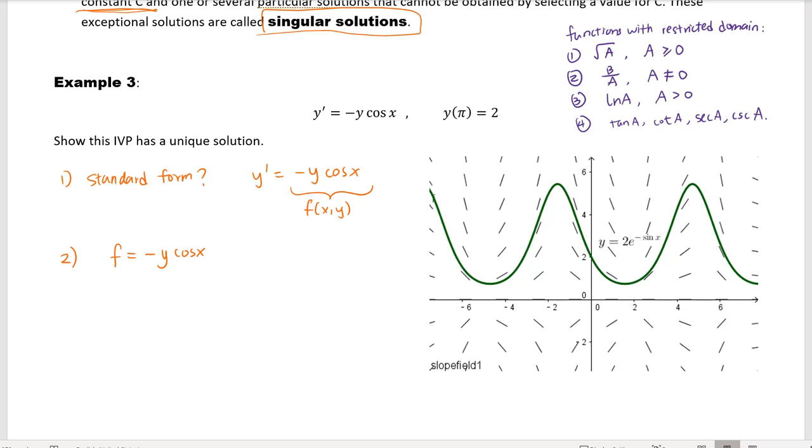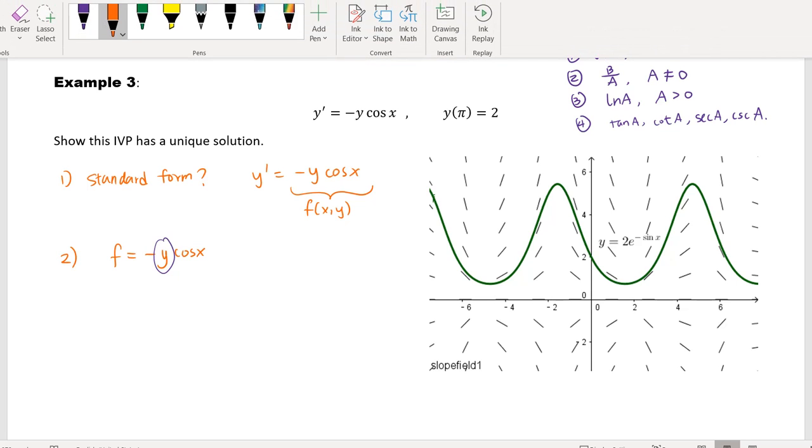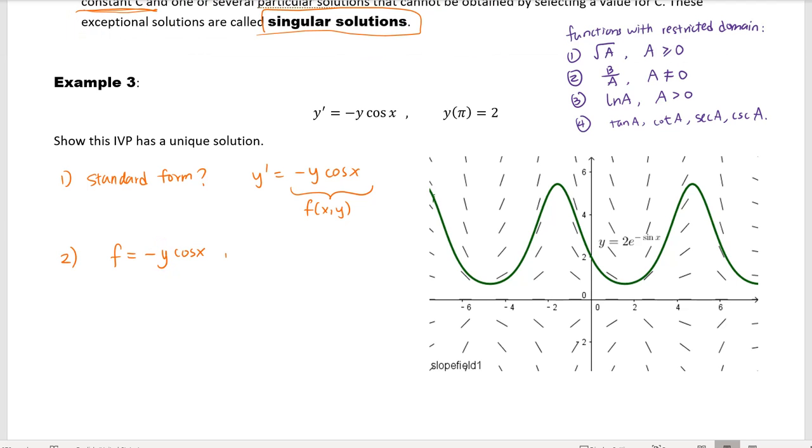Now let's look at this problem. Y is continuous everywhere, cosine x is continuous everywhere, so f is continuous for all x and all y. It's continuous everywhere for any x, y. All right, so this is good. It means a solution exists.